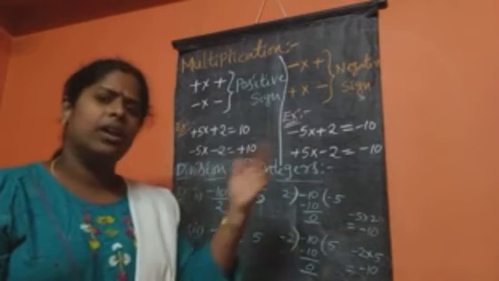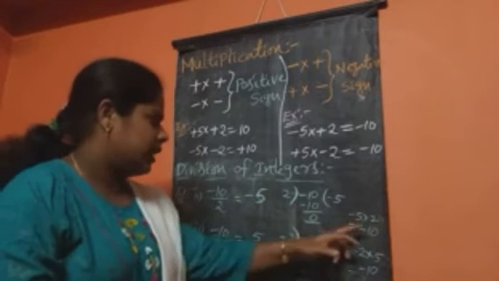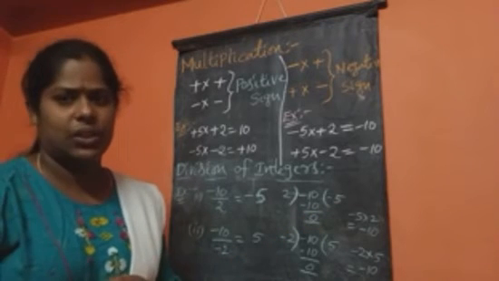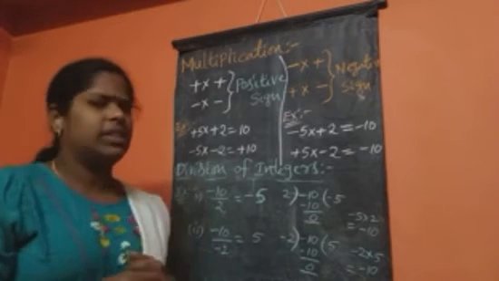Minus 10 by minus 10 is equal to 0. In this way, we can do division of integers.